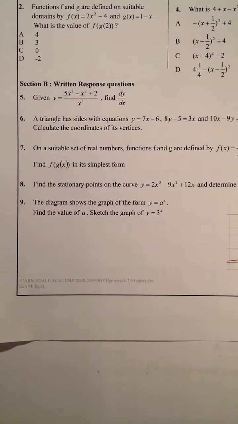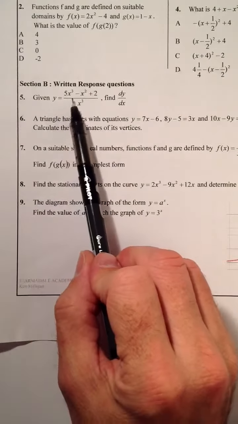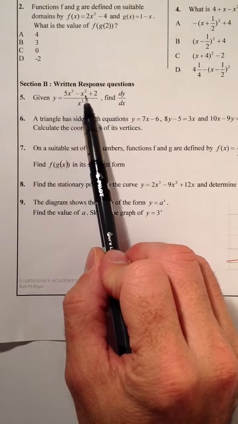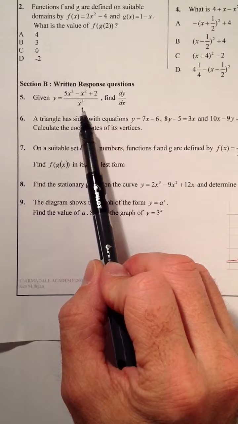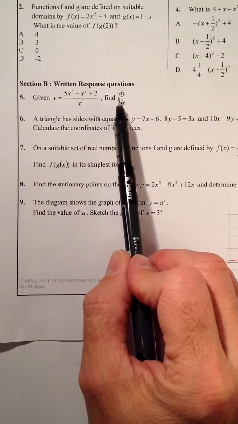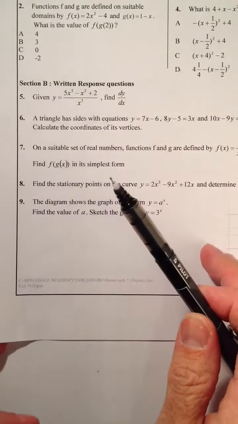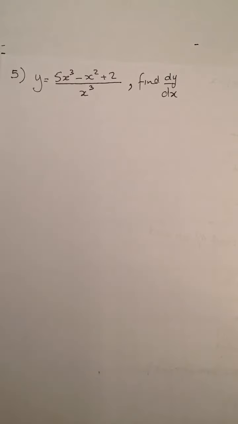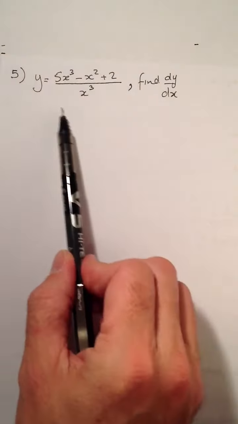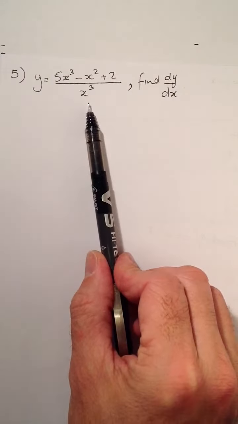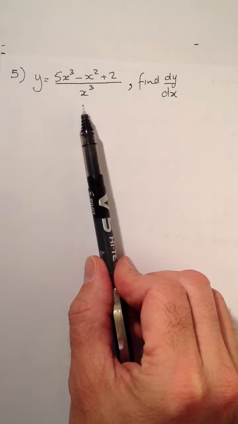Homework 7, question 5, higher maths. I've been given y is equal to (5x cubed minus x squared plus 2) all over x cubed, and I've defined dy by dx. Okay, so this is a differentiation question that I'm going to look at, but looking at what I'm given, I can't differentiate in that form.